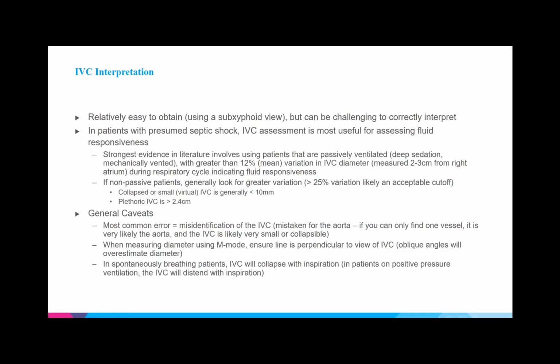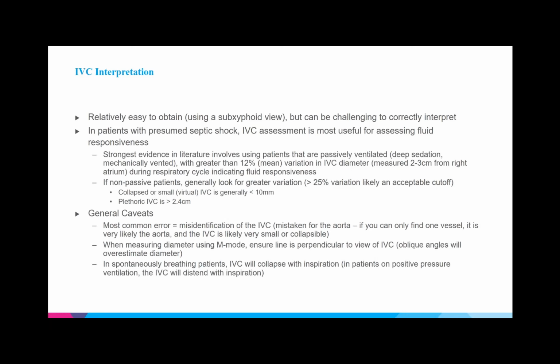And they've done many studies in the literature about it over the past couple of decades using ultrasound. And IVC interpretation, the views are relatively easy to obtain. You use the subxiphoid view. But that being said, they can be challenging to correctly interpret. And so there is some inter-user variability when calculating IVC diameter and finding the IVC on ultrasound.